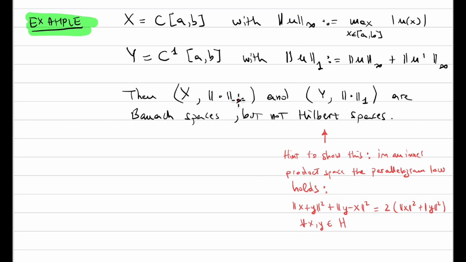Basically, the strategy to prove that these are not Hilbert spaces is to show that if there was a scalar product inducing these two norms, then this identity should hold, and then you can conclude that this is not possible. You get to a contradiction.